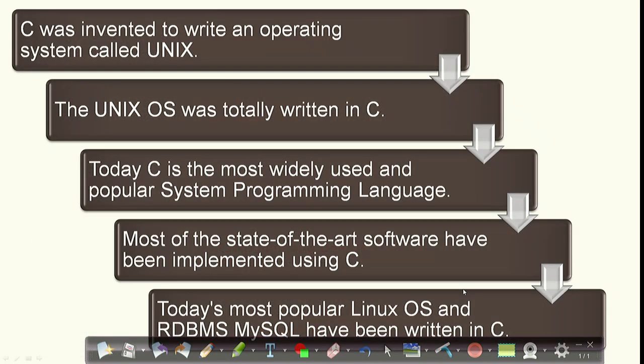C was invented to write the Unix operating system. So the Unix operating system is totally written in the C programming language. Today C is the most widely used and popular system programming language. Most of the state-of-the-art software has been implemented using the C language, like RDBMS SQL. Today's most popular Linux OS and the RDBMS MySQL have been developed using the C programming language.